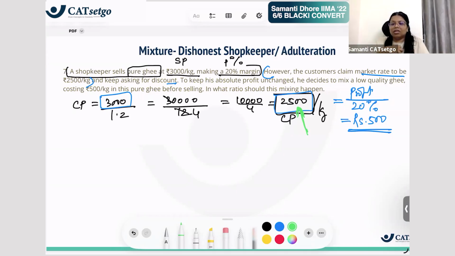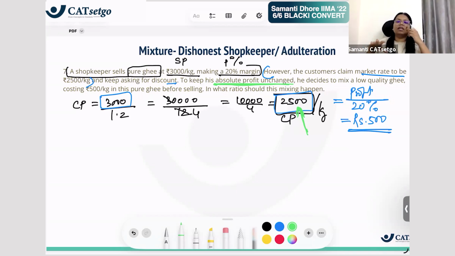Because I know that I need to earn money in order to keep my life good. Otherwise, my family will beat me up, right? How will I pay fees and all? And how will I pay the expenses, the electricity, and everything of the shop? So he wants to keep his absolute profit unchanged. What is absolute profit? Absolute profit is 500 rupees.